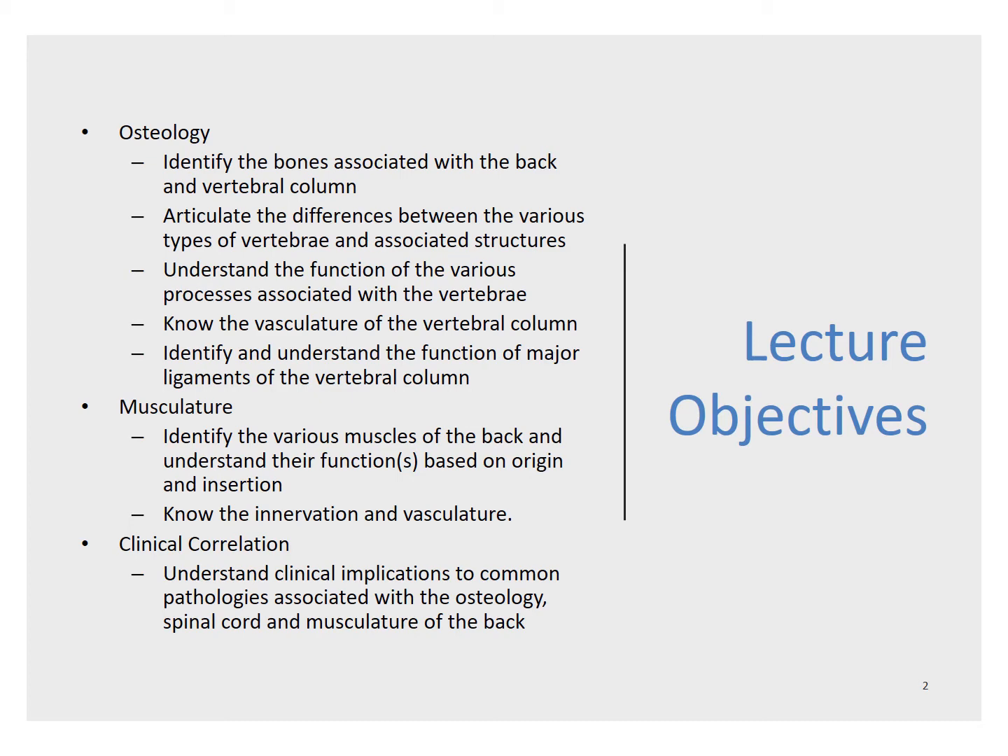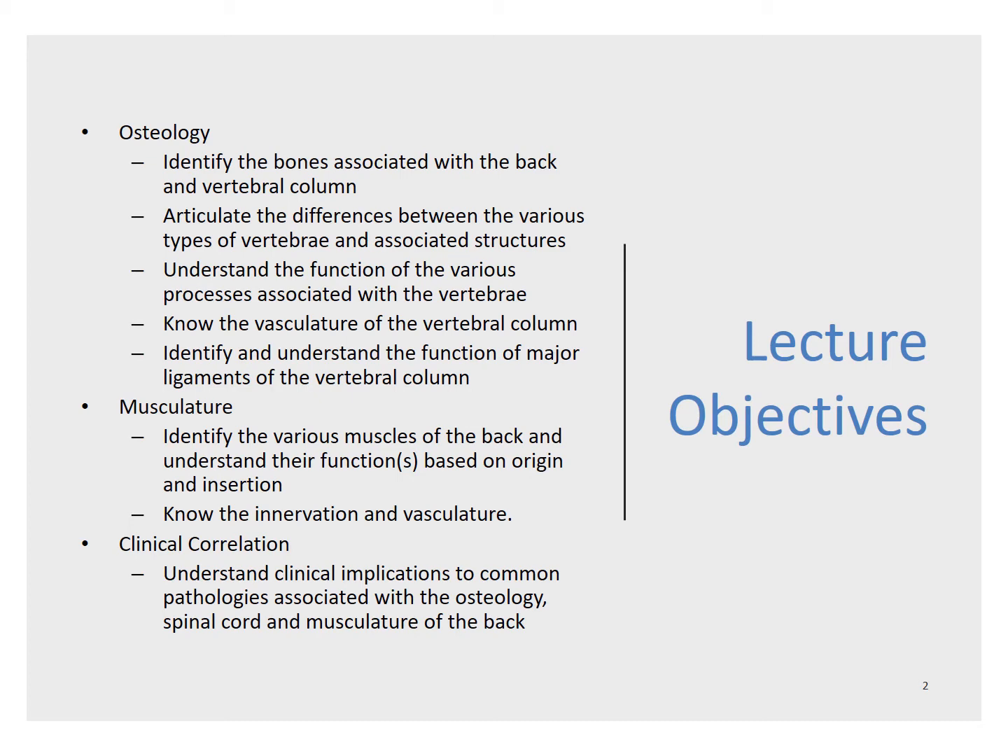We're going to do some osteology, identify the bones that are associated with the back and the vertebral column. We're going to be able to articulate the differences between the various types of vertebrae and the associated structures. Understand the function of the various processes associated with the vertebrae. Know the vasculature of the vertebral column. Identify and understand the function of major ligaments of the vertebral column.